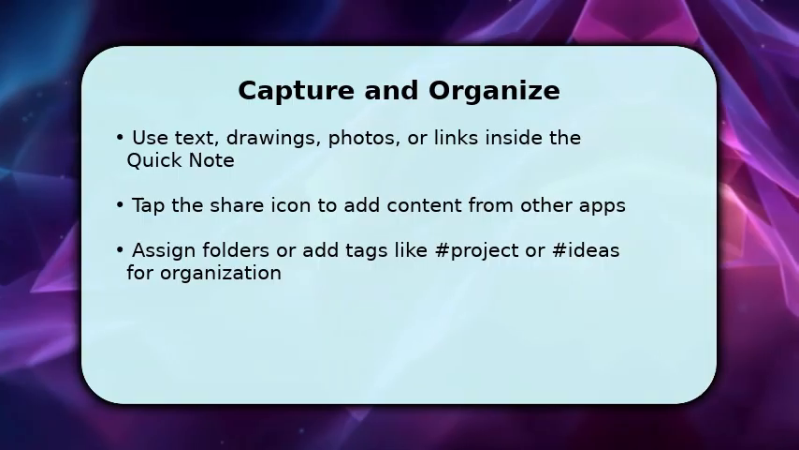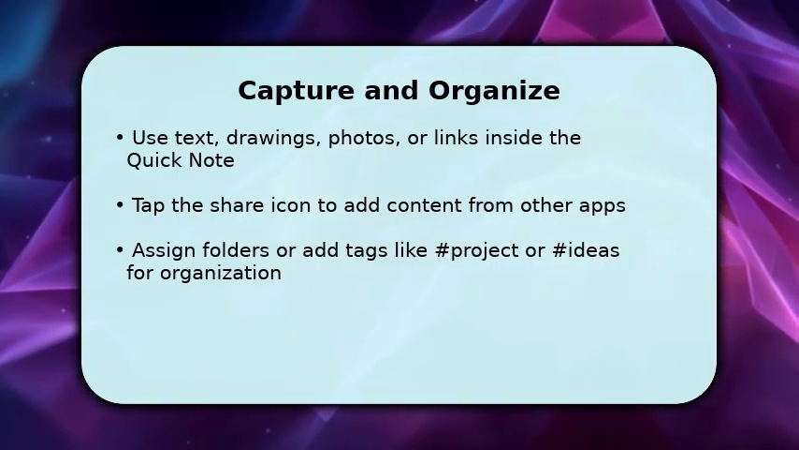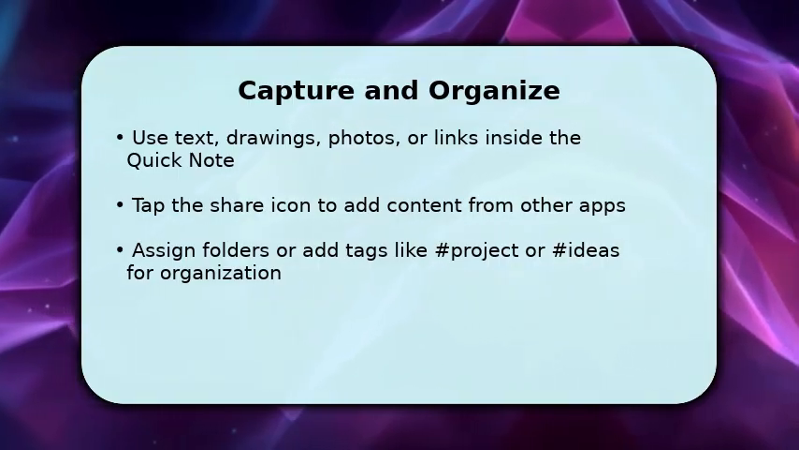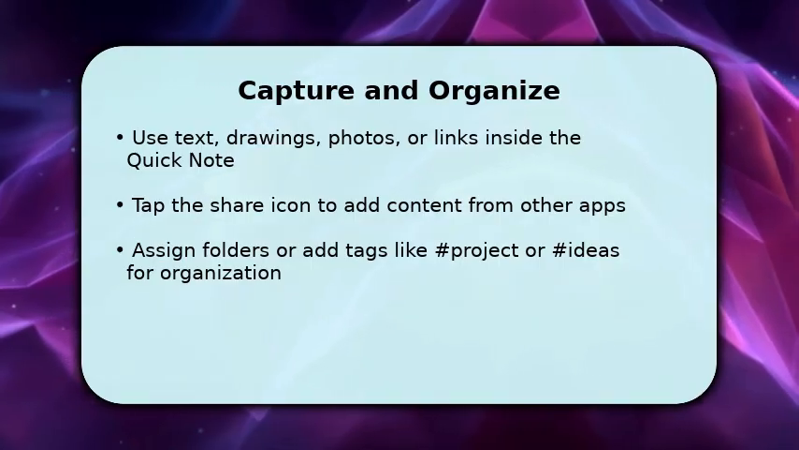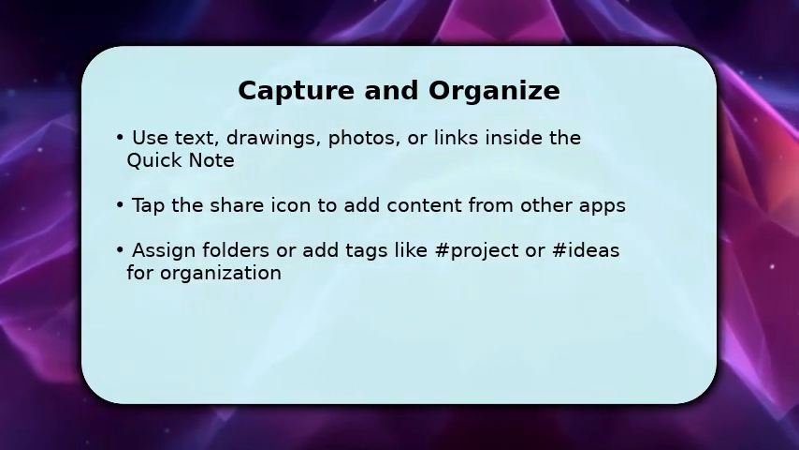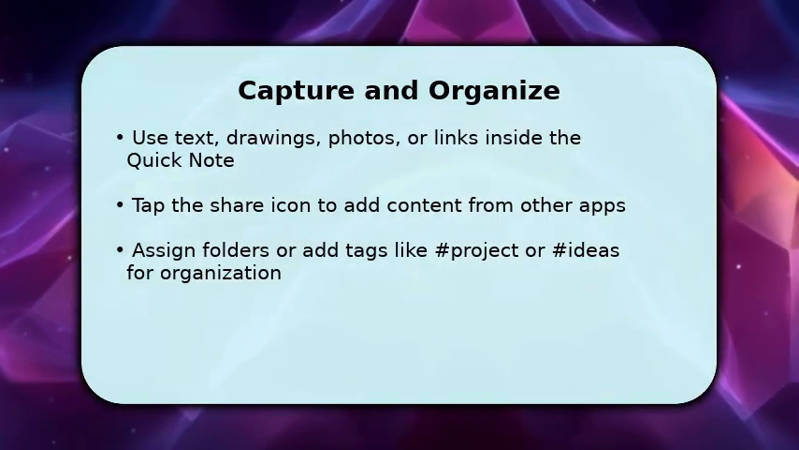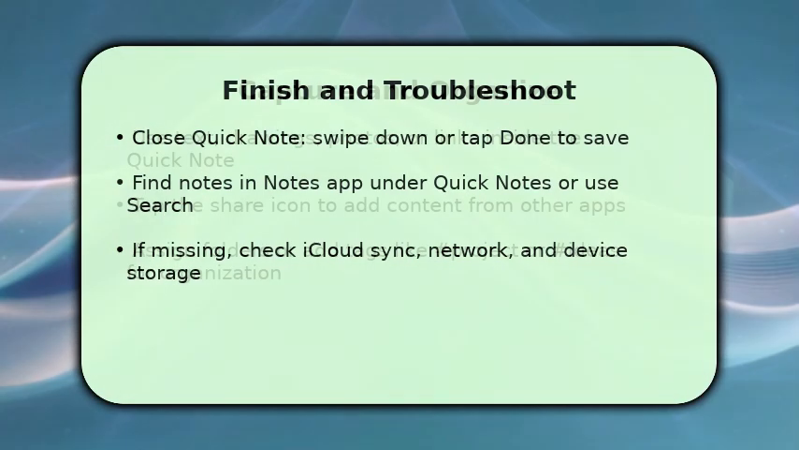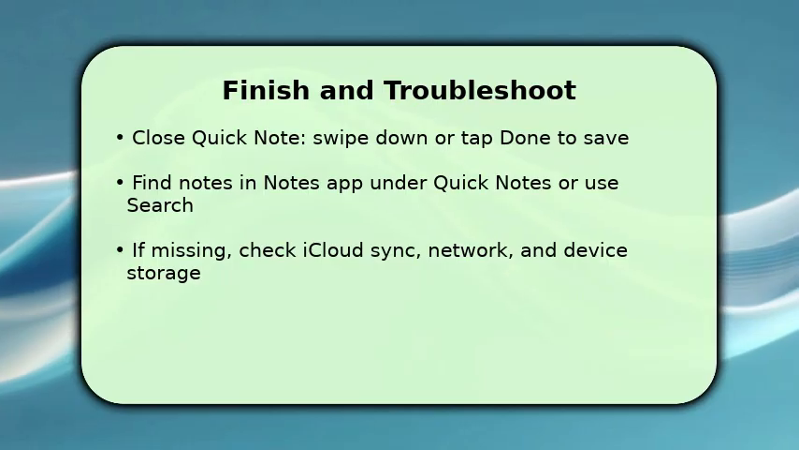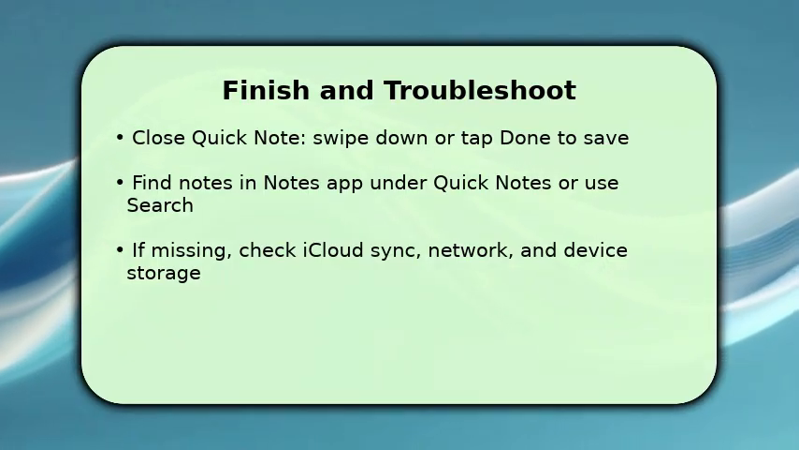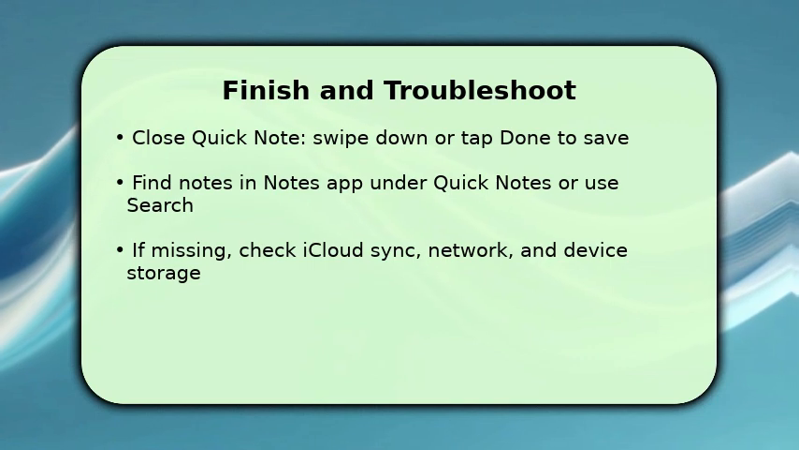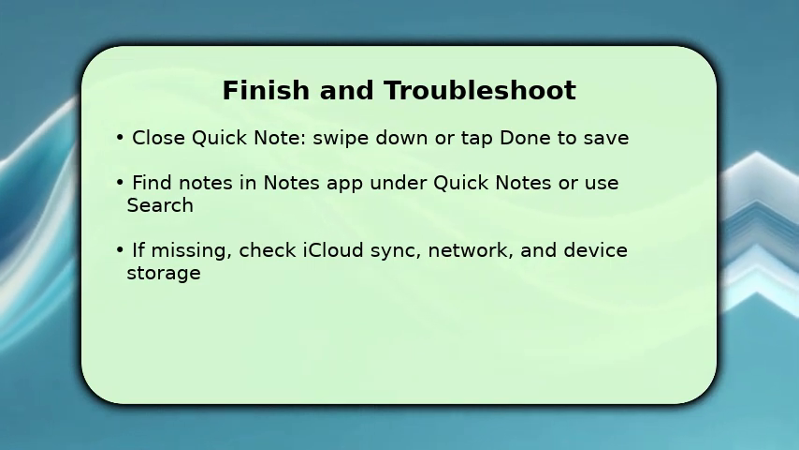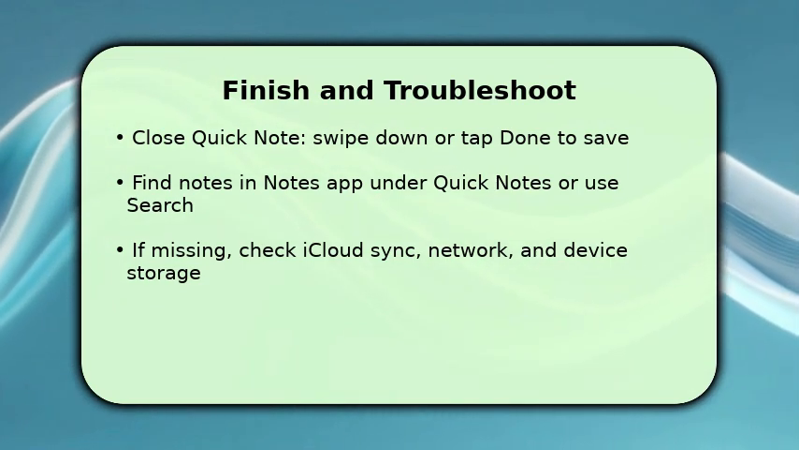Make sure to add a folder and tags like #work or #ideas while the note is open. That makes retrieval fast. As you add items, think about a single short title and 1 or 2 tags so your note stays searchable and tidy. To finish, tap Done or swipe the QuickNote away. Your content saves automatically. Once done, open the Notes app and look under the QuickNotes folder or use search to locate it by title or tag.